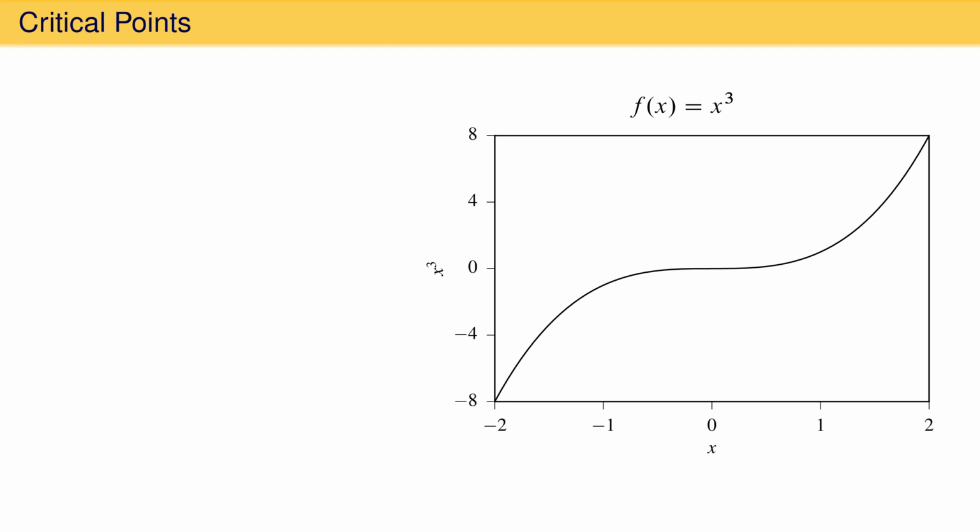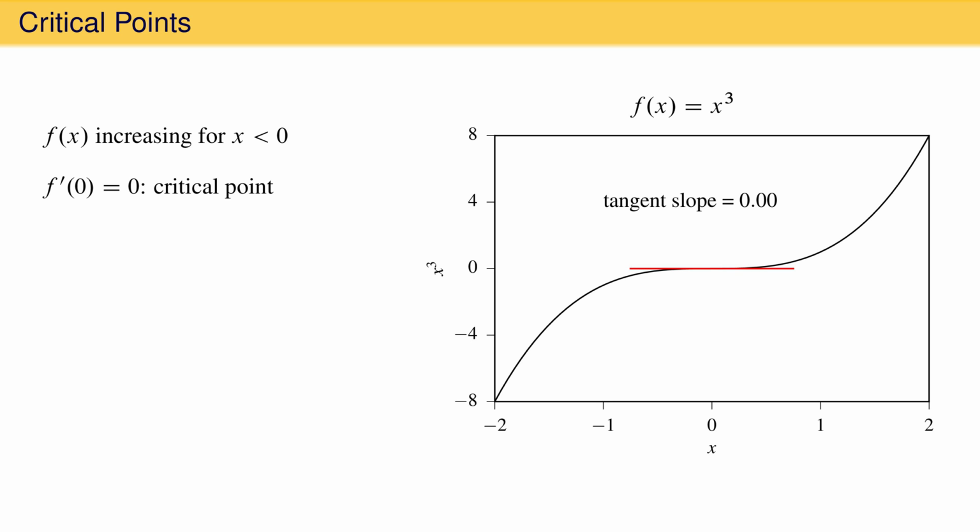Let's look at a plot of the function x cubed from -2 to +2. At values of x less than 0, the derivative is positive, and so the function is increasing in that region. At x equals 0, the derivative is 0, indicating that it is a critical point. But notice that as x continues to increase, the derivative continues to be positive, indicating an increasing function for x greater than 0.